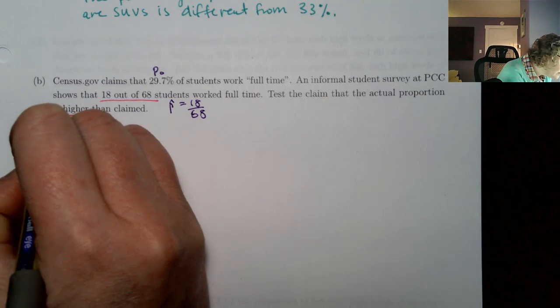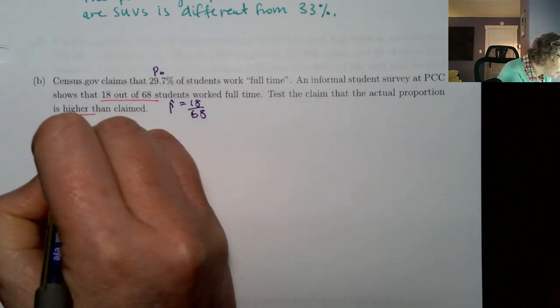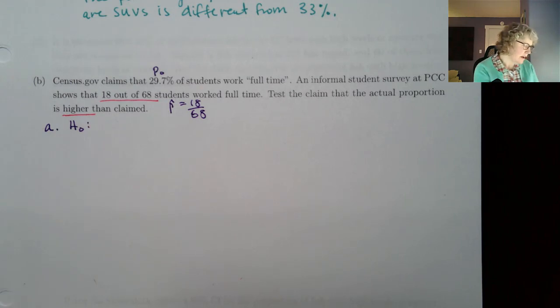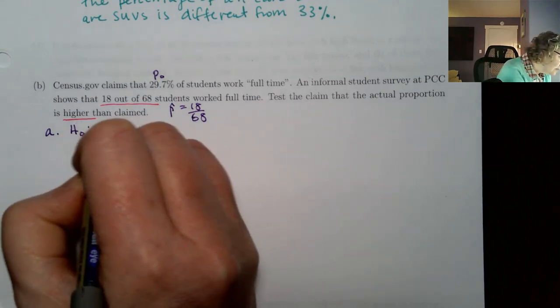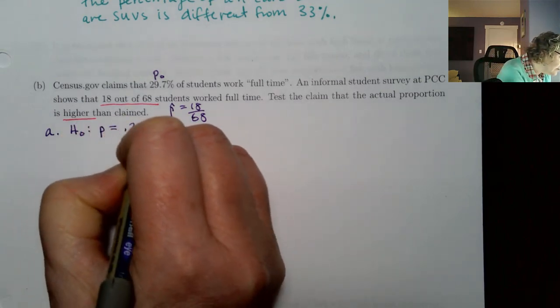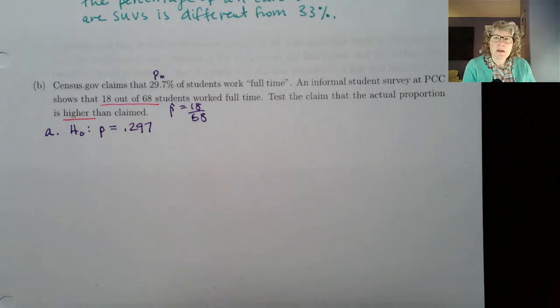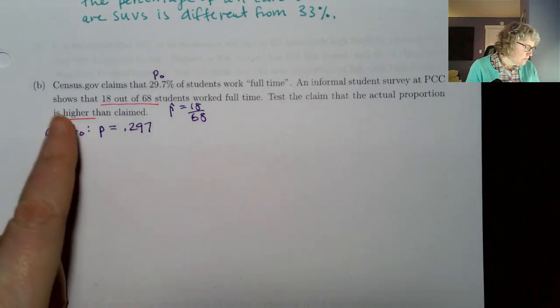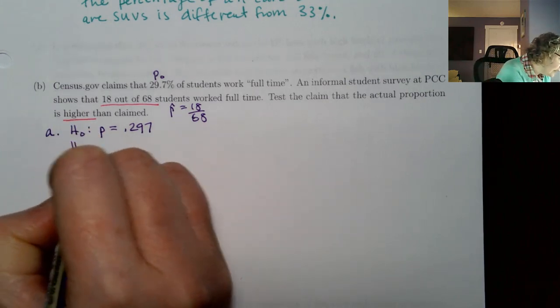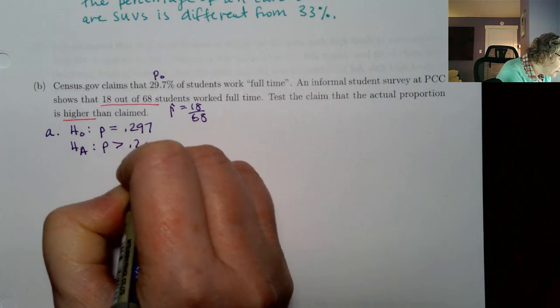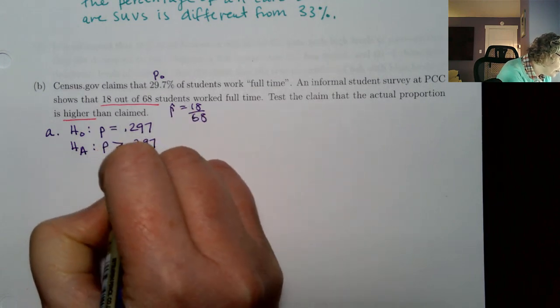Okay, let's write our hypotheses, and I didn't write the letters up above. I'll write the letters on this one again. So our claim, our null first, is that the PCC proportion of students that work is the same as what census.gov says. P is equal to 0.297, so we're going to change that to a decimal. And then we're testing the claim that maybe at PCC students work more than that, or more students work full-time than that. So higher than claimed would be HA: P greater than 0.297. So this is a right tail test.